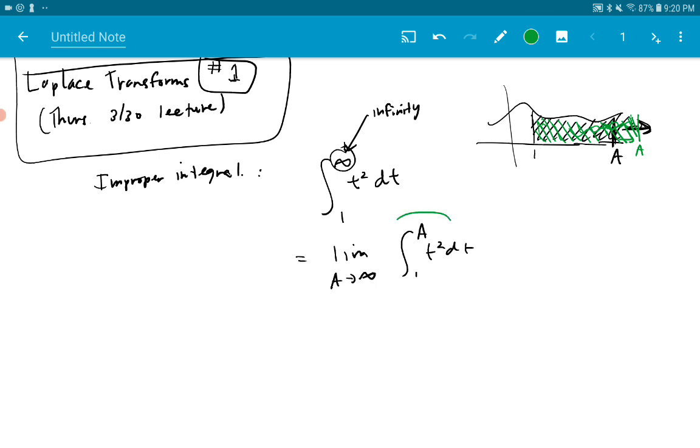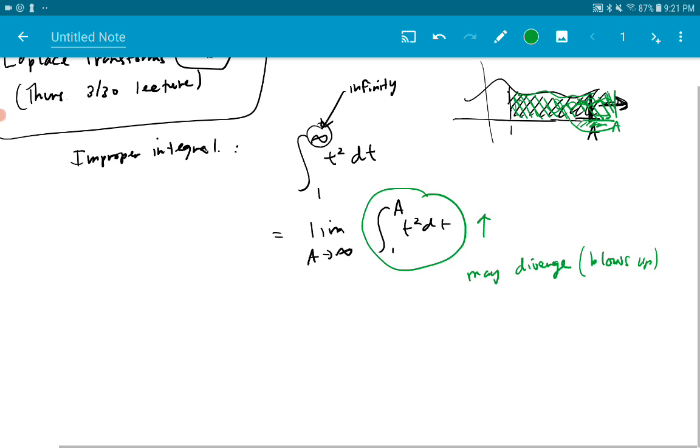So as a increases, this goes up, as long as the curve is above the axis. I guess it could go down if the curve dips below the axis, because integrals compute something called signed area. Anything underneath the axis counts as negative. But the point is, there's a potential that this may go to infinity. We say that when it does that, it diverges. One way to think of the area diverging is that it blows up. It gets gigantic. Let me give you an example here.